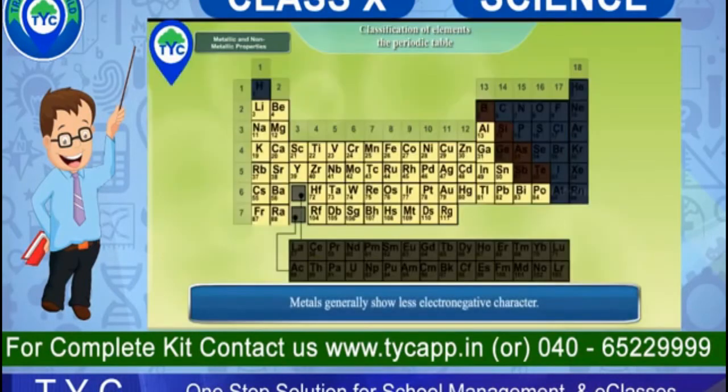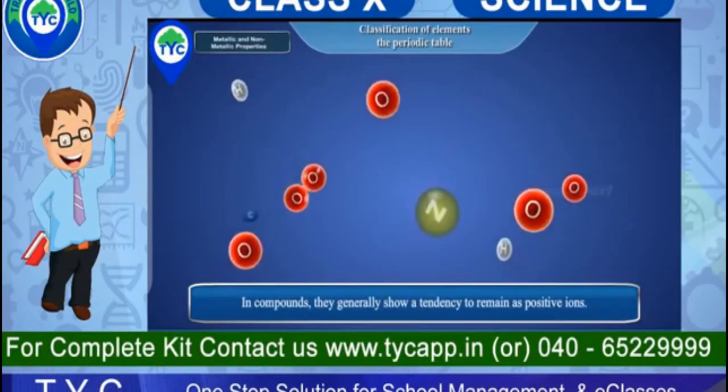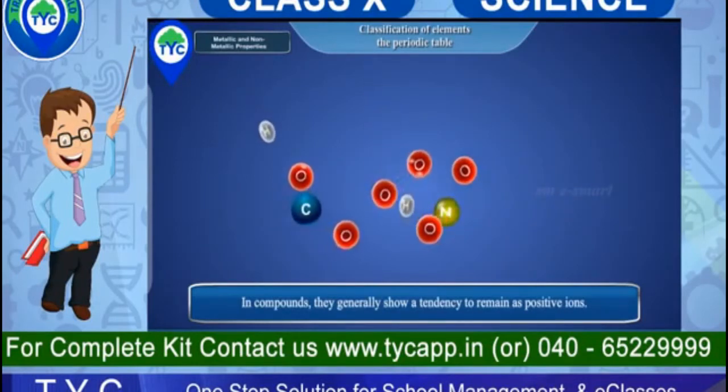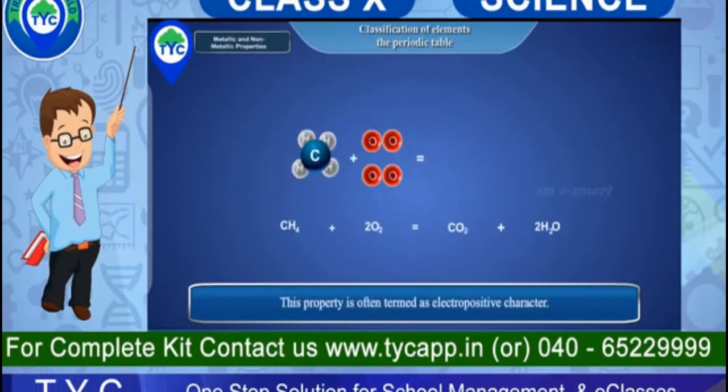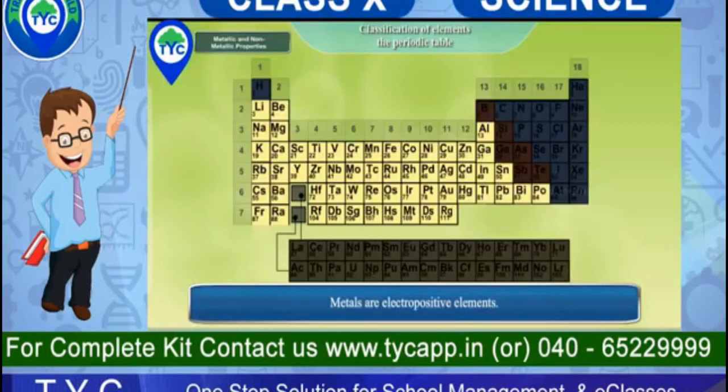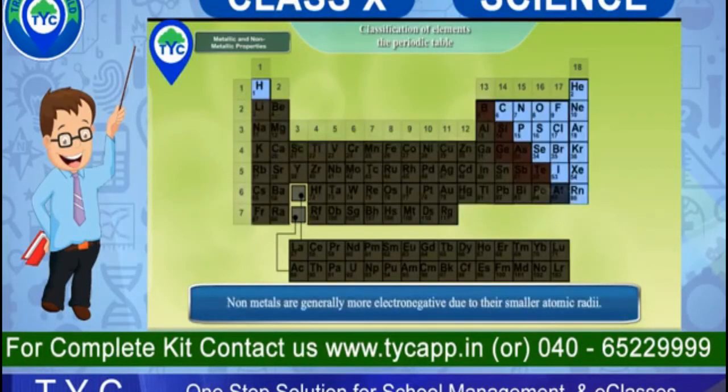Metallic and non-metallic properties. Metals generally show less electronegative character. In compounds, they generally show a tendency to remain as positive ions. This property is often termed as electropositive character. Metals are electropositive elements. Non-metals are generally more electronegative due to their smaller atomic radii.